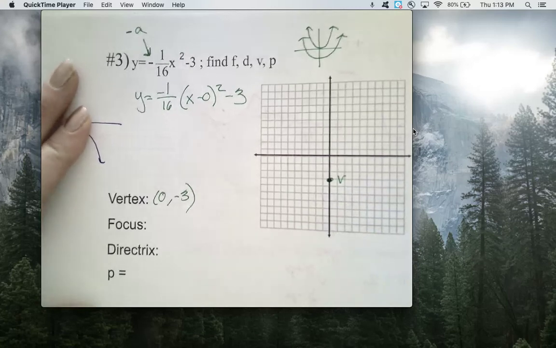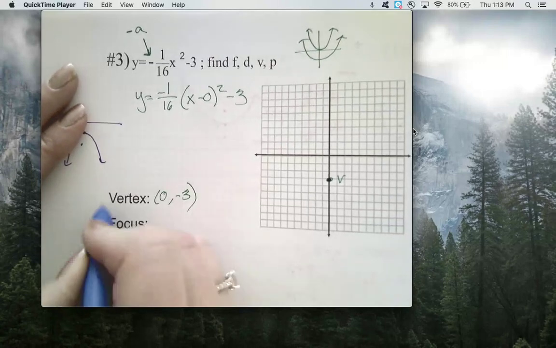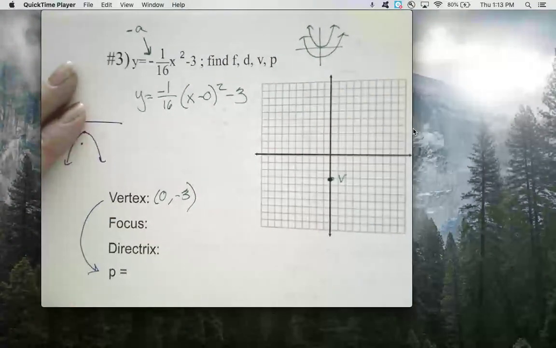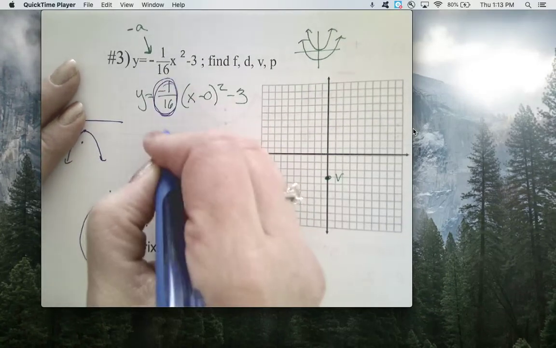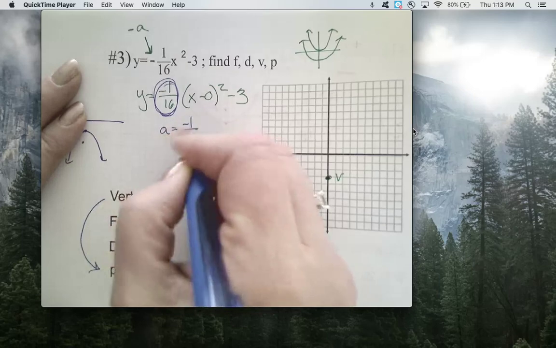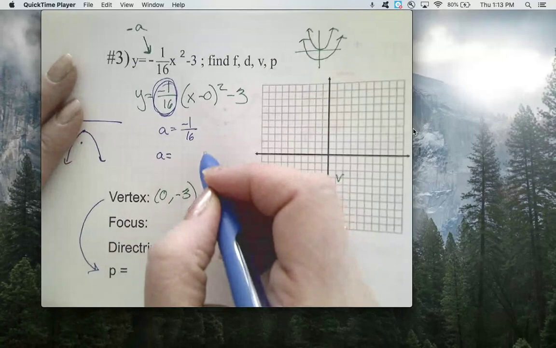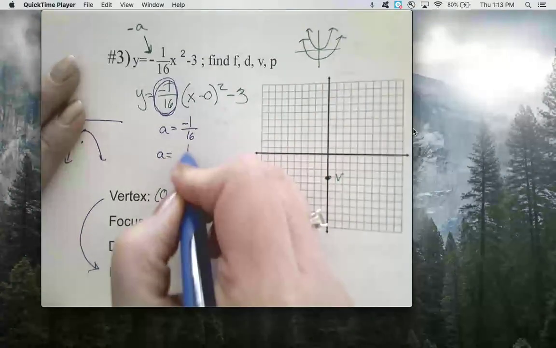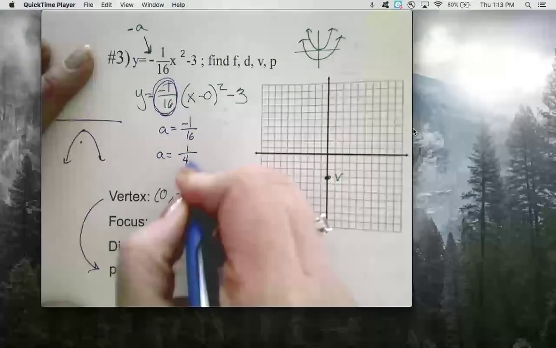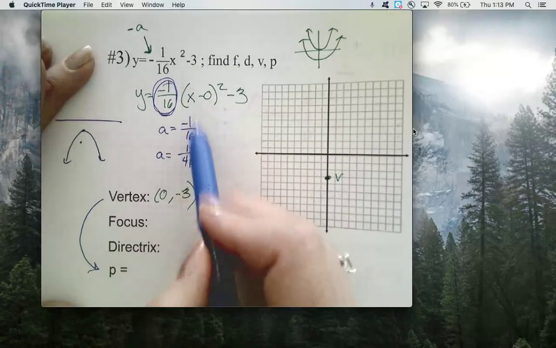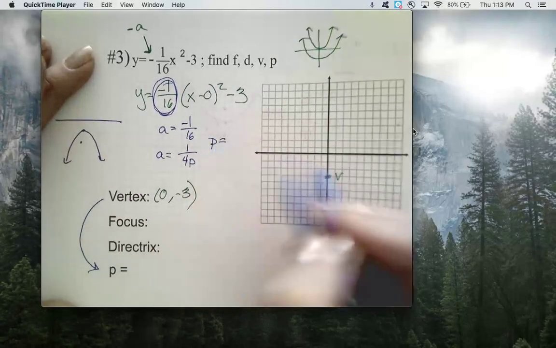All right, now here's the next jump. Once I have my vertex, I can't find my focus and my directrix until I have my focal length. So my focal length is all going to be based on this A value. So I know my A is equal to negative 1/16. But what was A also equal to? Do you remember what we substituted that formula into? 1 over what? Look at your blank piece of paper. Thanks, Lexus. 1 over 4p. So if A is 1 over 16 and A is also 1 over 4p, what's your p value?